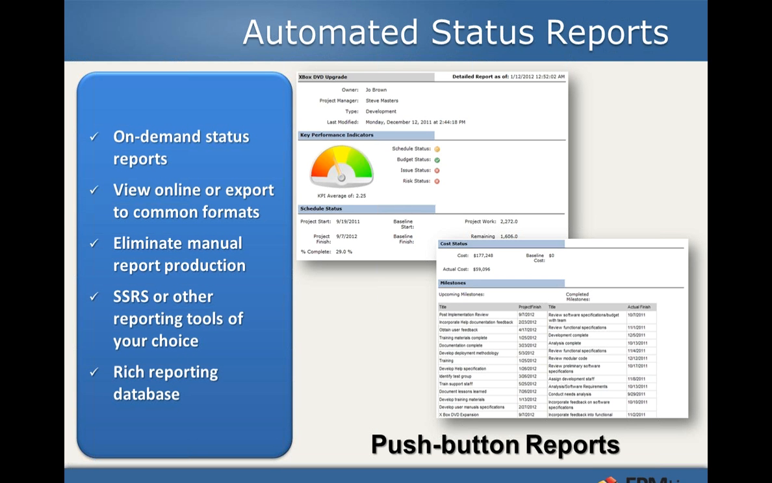And the key here is that these types of on-demand reports really are as simple as pushing a button, and you can view these reports online or export them to common formats. So if people want things pushed to them, you can put them out in PDF or Word or Excel format to the people that want to have those things in a tangible, I want to touch and feel this report type of form. But once again, this helps eliminate manual report production.